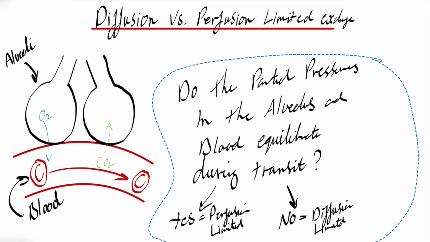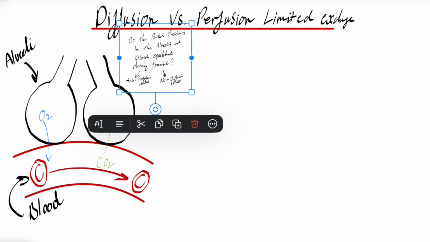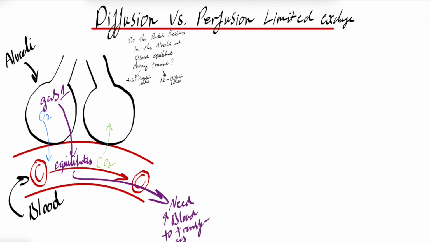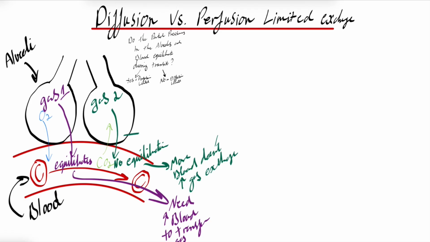What this means is that if the gas equilibrates, then no more gas will cross into the blood. So the only way to increase movement of gas from the alveoli to blood is to bring in more blood, which means the limitation here is perfusion of blood past the alveoli. But if the gas does not equilibrate across the alveoli in the time it has to transit, then bringing in more blood doesn't change anything. So the limitation here is the diffusion barrier, so this gas would be diffusion limited.